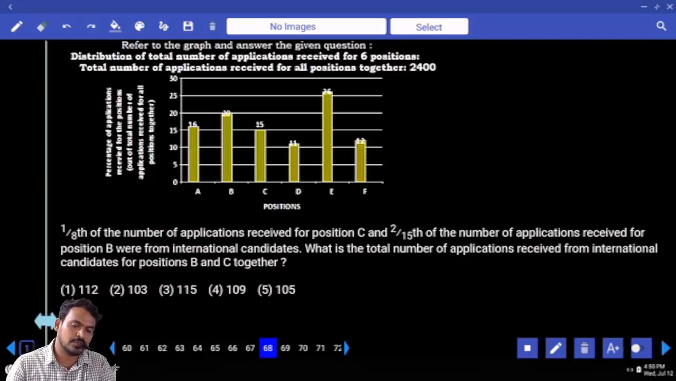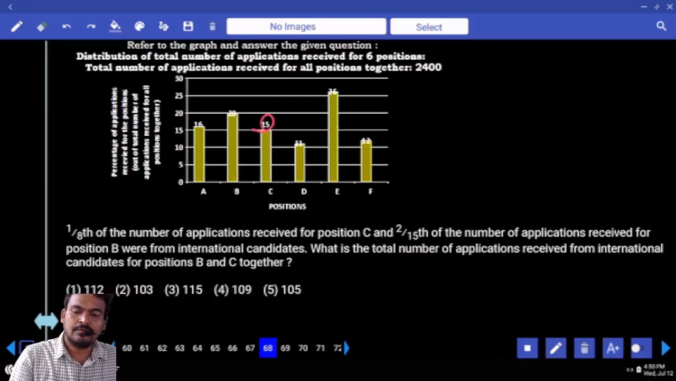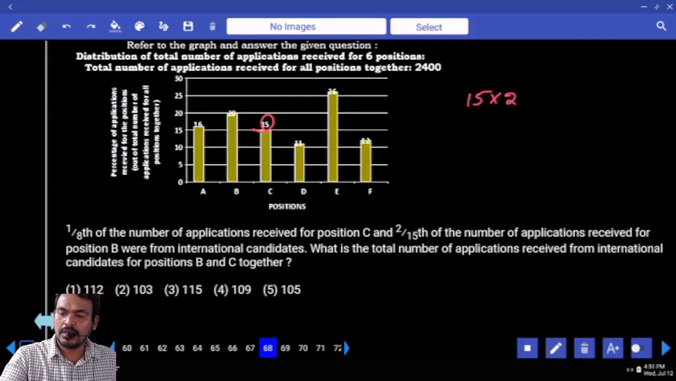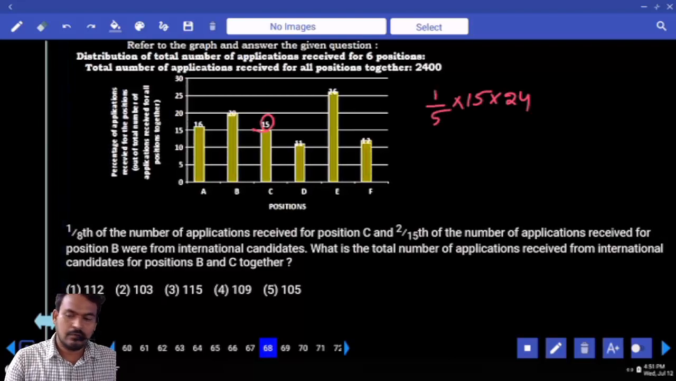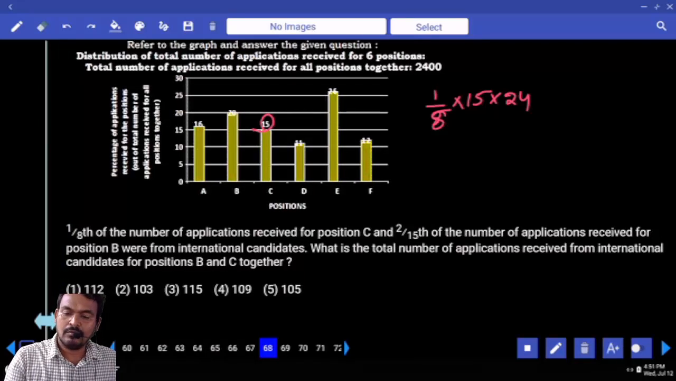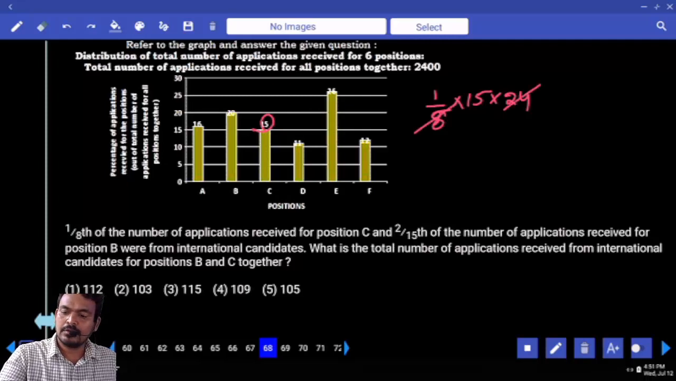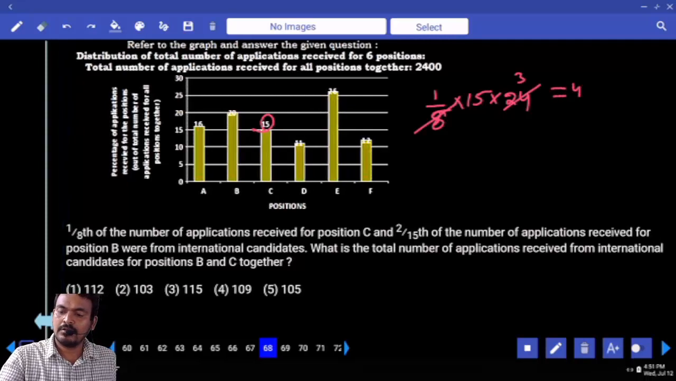Next, 68. 1/8 of the number of applications received for position C and 2/15 of the number of applications received for position B were from international candidates. What is the total number of applications received from international candidates for positions B and C together? What is the C percentage? 15%. Means write 15 into 24. In that how much value we need? 1/8. 8 how many times? 3 times. 15 3s are 45.